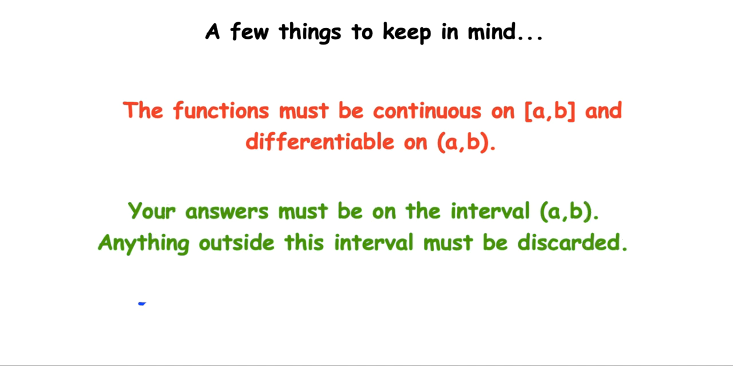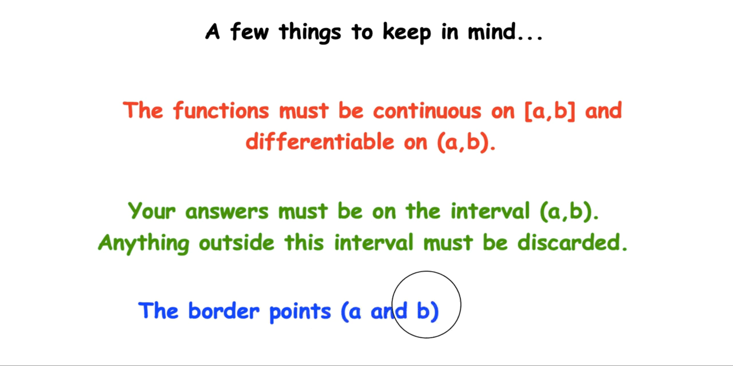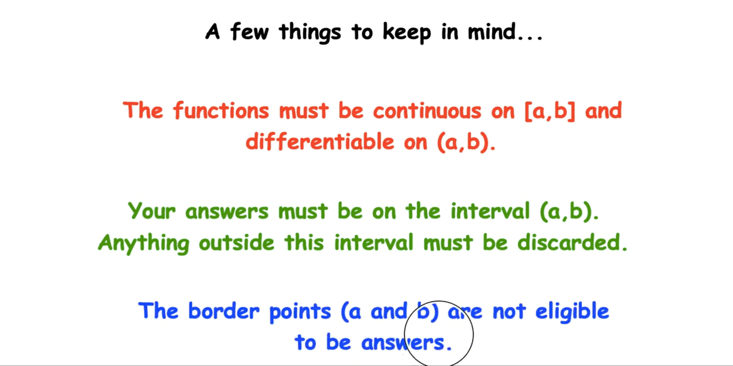And finally, last but not least, what if you have an answer that is right at A and right at B? Well, those are border points, and the border points are not allowed to be answers. They're not eligible. If you have a border point, you have to pitch it. And the reason why is because the mean value theorem states there exists at least one value C between A and B, and they curl the A and the B. The endpoints are not eligible.